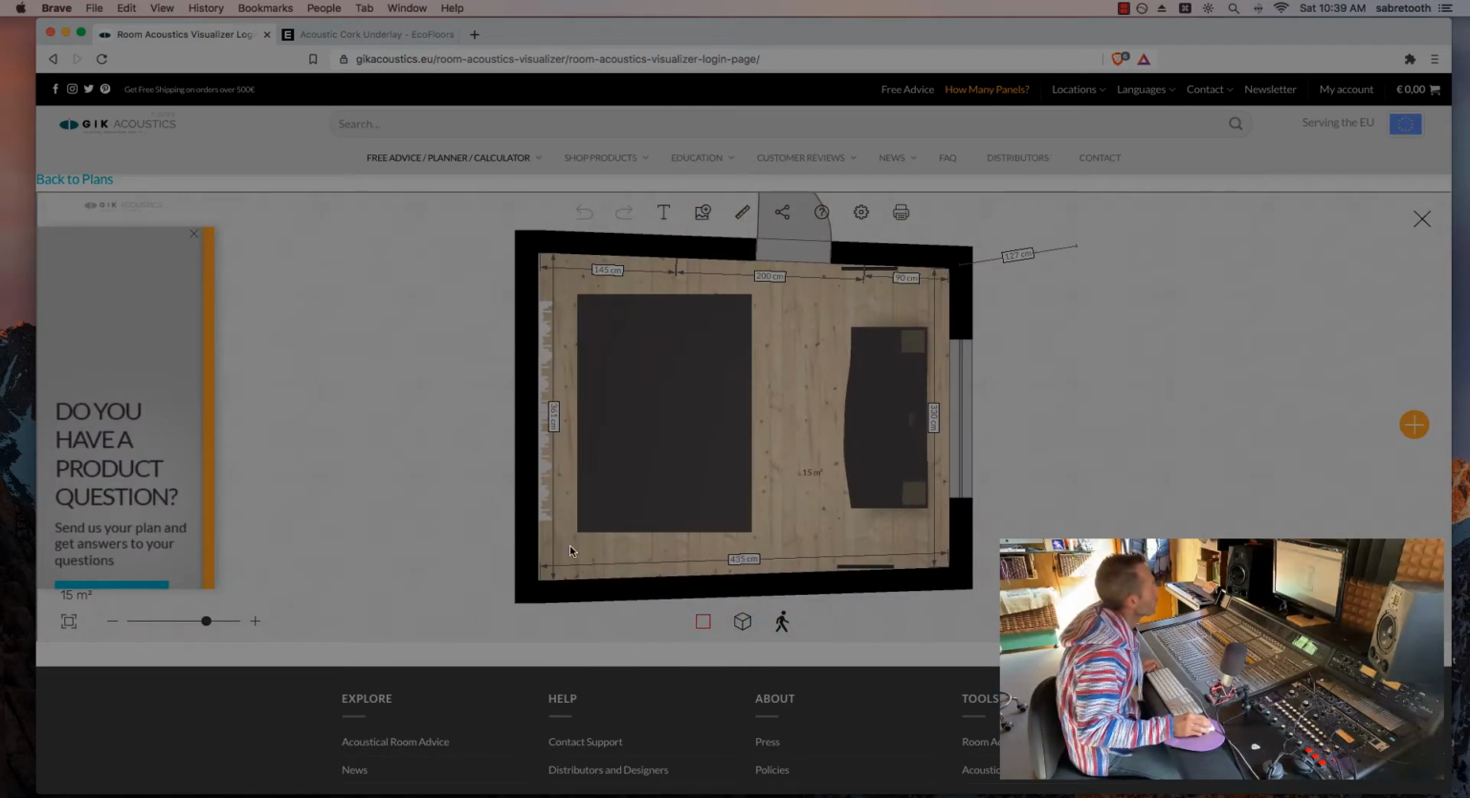Anyway, so it's roughly 4.5 this way and 3.5 this way. Those numbers are fairly important and will determine the overall acoustic properties with regard to room modes and resonances within the room.